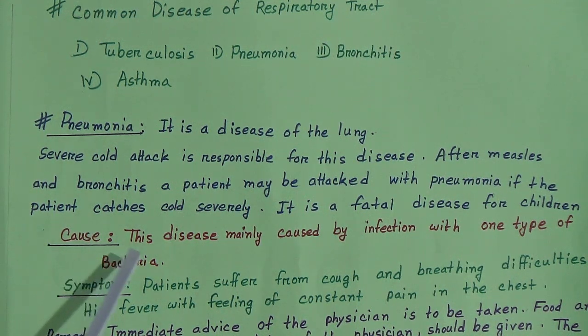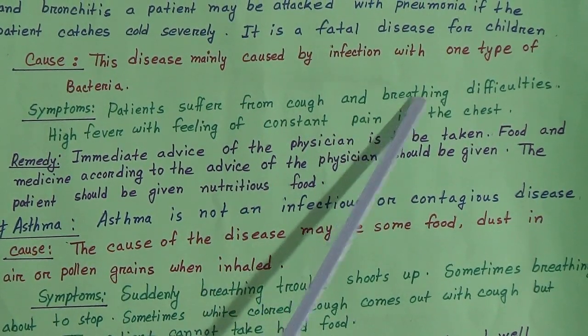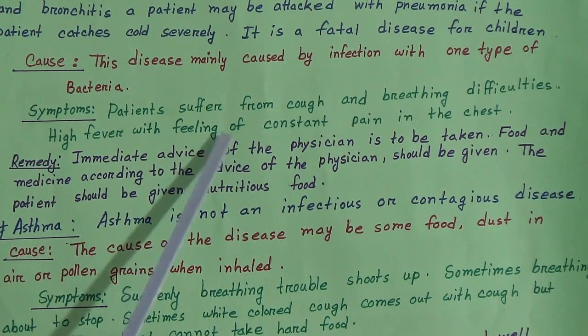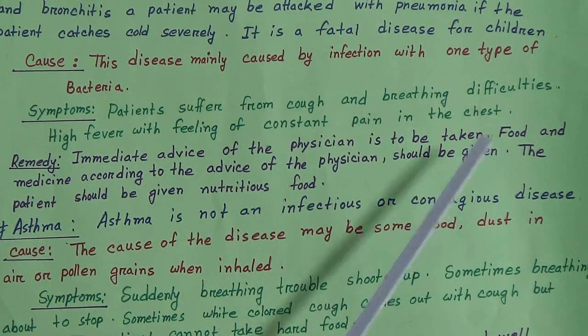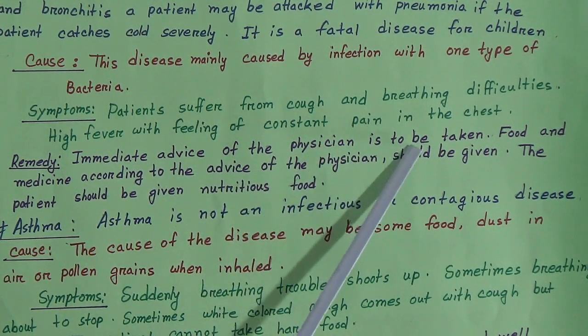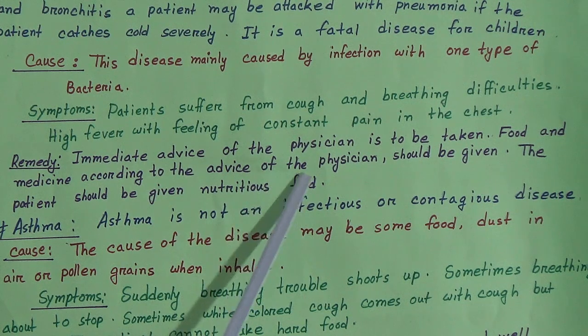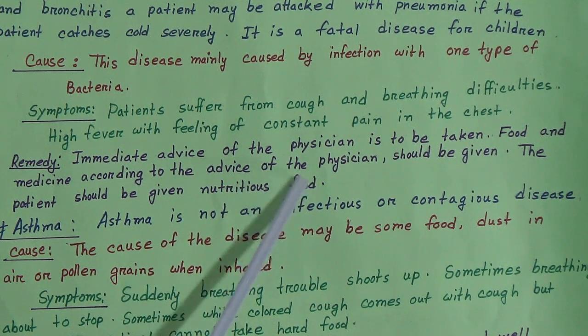Now cause. This disease is mainly caused by infection with one type of bacteria. For your information, the name of the bacteria is pneumococcus. Symptoms. Patients suffer from cough and breathing difficulties, high fever with a feeling of constant pain in the chest. Now remedy. Immediate advice of the physician is to be taken. Food and medicine according to the advice of the physician should be given. The patient should be given nutritious food.